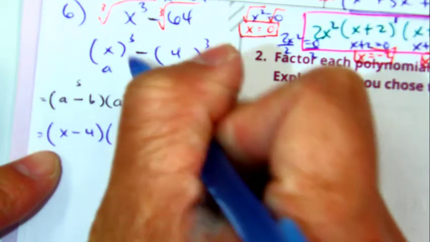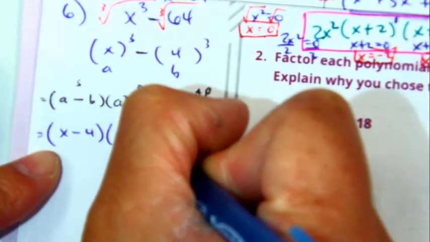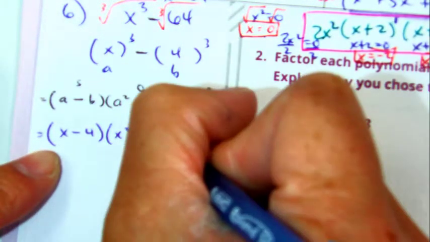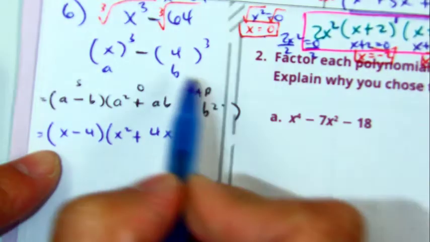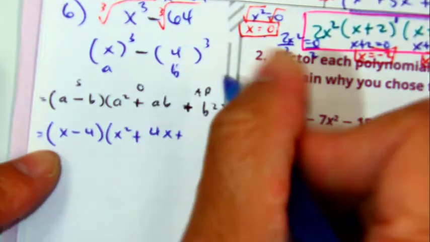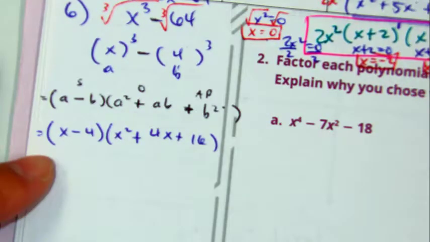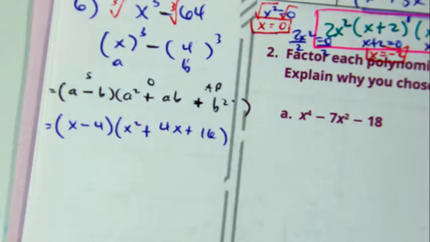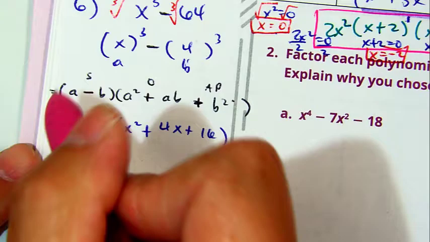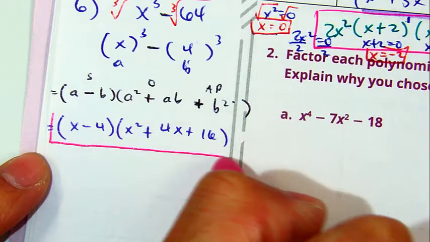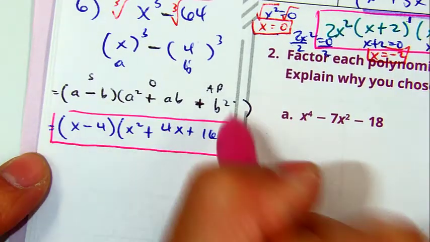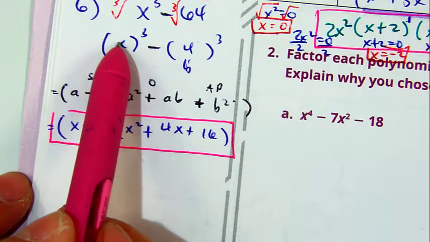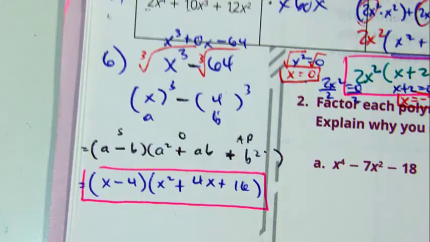A squared, so that's x squared. My a is x. B is 4, so that's going to turn into 4x. B is 4, so 4 squared is 16. And all those answers are going to be prime, so you can't factor anymore. So to factor that problem, you have to use, in this case they call this, difference of cubes. And then that would be my answer for number 6.